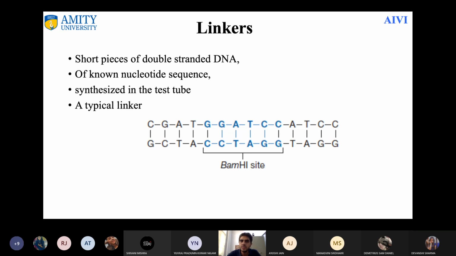But in the case of the linker, the amount is not definite. The amount is indefinite. As you mentioned, you can synthesize it in a test tube. So whatever amount you want, you can synthesize it. And it is a small fragment. As you can see here, it is not more than 12 or 15 nucleotides long. So it is very short, and synthesizing this small fragment is a bit easy, so you can do that.